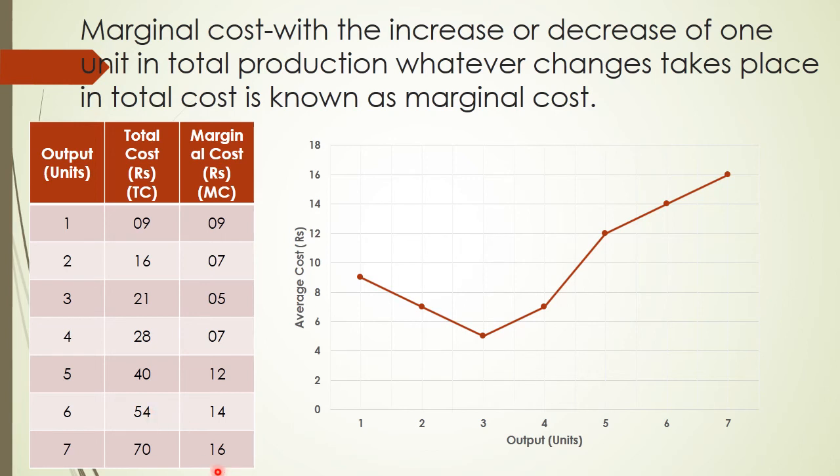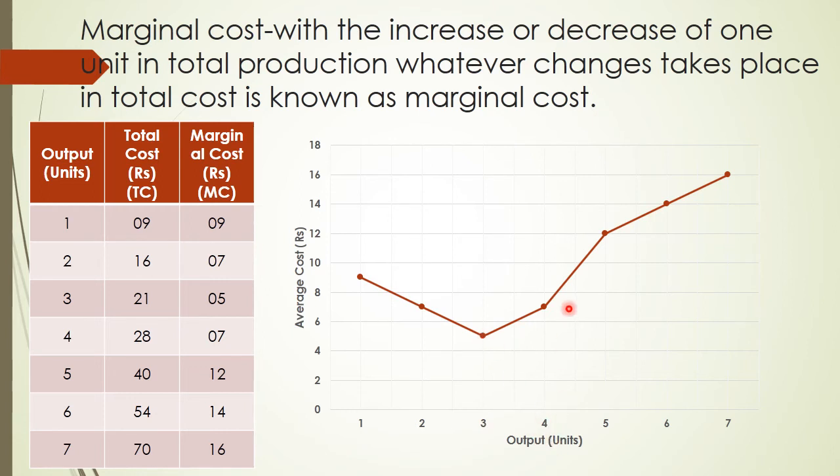Then if you produce 4 units, your total cost is 28. So your marginal cost will be 7, that is 28 minus 21. If you produce 5 units, then your total cost is 40. So what will be your marginal cost? That is 40 minus 28. In the same way you can find it for the 6th unit, and the same way for the 7th.